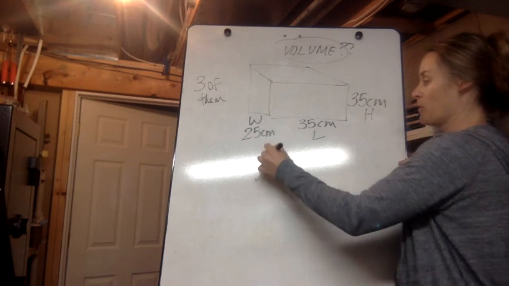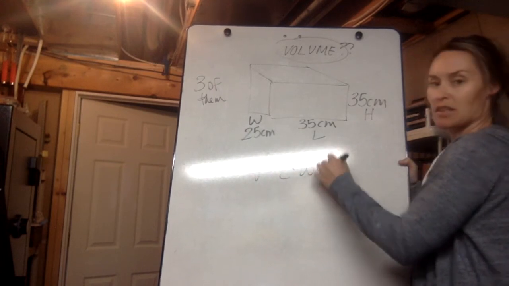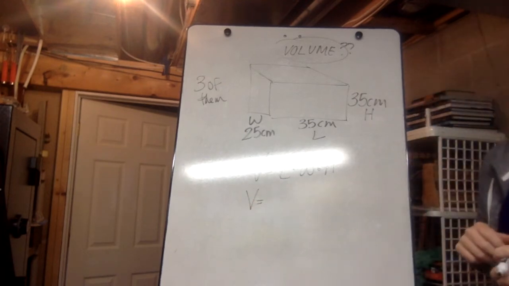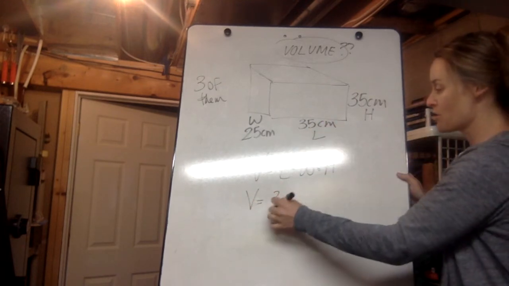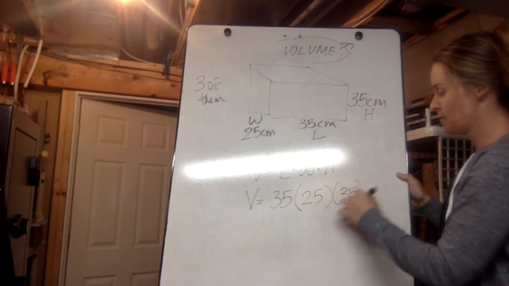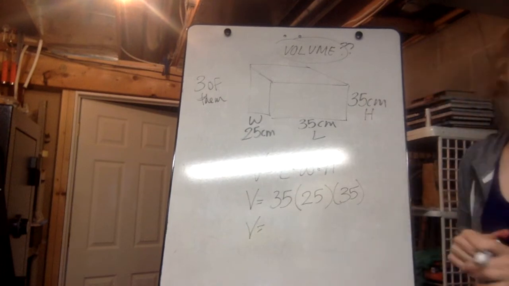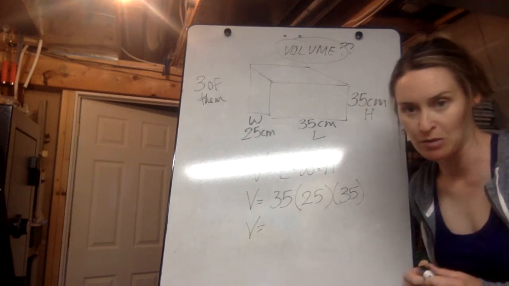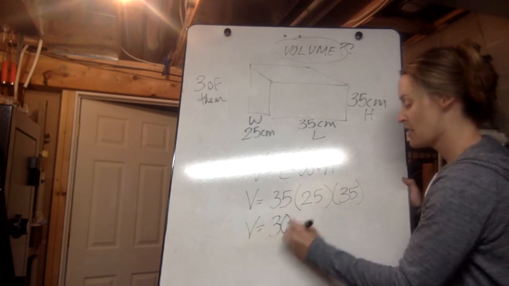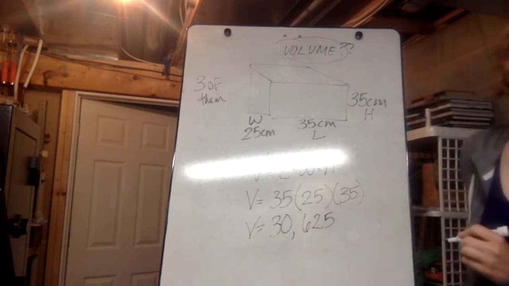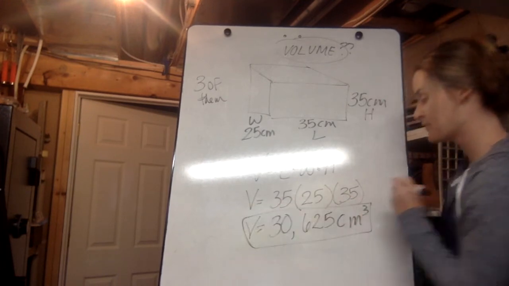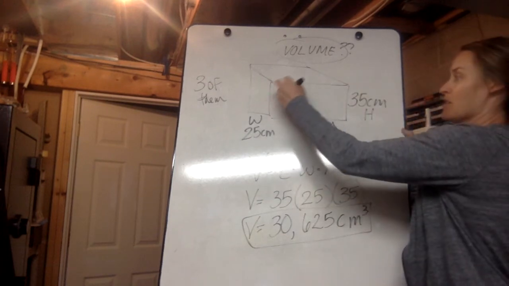So we know our formula is equal to length times width times height. I know with a little bit of glare there, I apologize. We're going to plug in our length, which is 35, our width, which is 25, and our height, which is 35. So when I multiply those out, now I'm not going to make you multiply them out, that would just be awful. If you multiplied all those together, you get a pretty big number. You get 30,625, and that's centimeters to the third. Now, I could say I'm done. That's the volume of this one drawer.